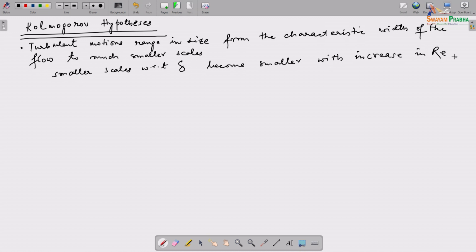So smaller scales with respect to delta become smaller with increase in the Reynolds number, right? So you see, I hope that you are beginning to see why I started off with a continuum, right? So say now that we're looking at, just now we said this is what could be a possible self-similar velocity profile, right? So we kind of generated that just now.